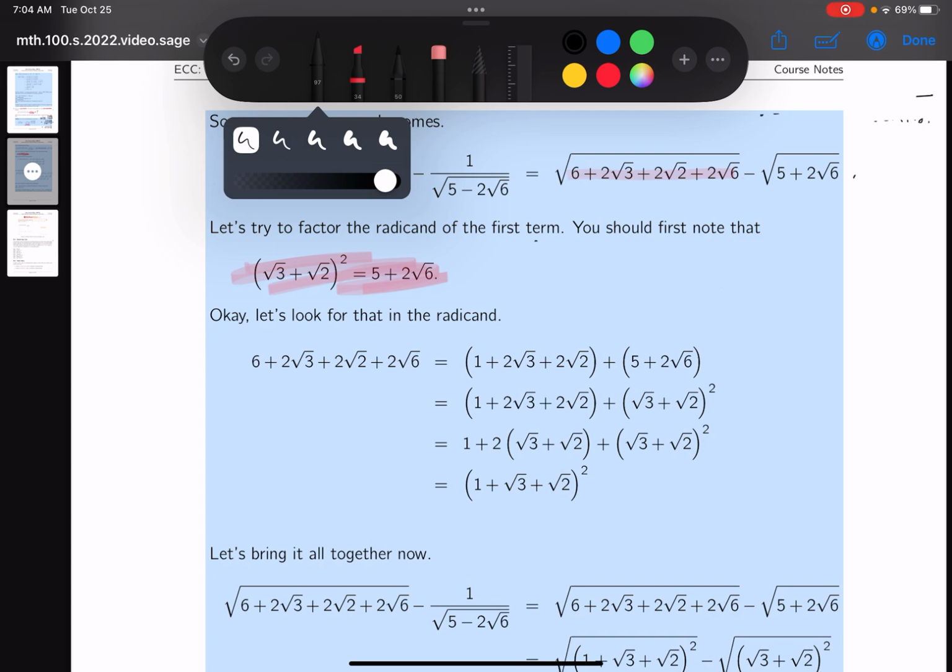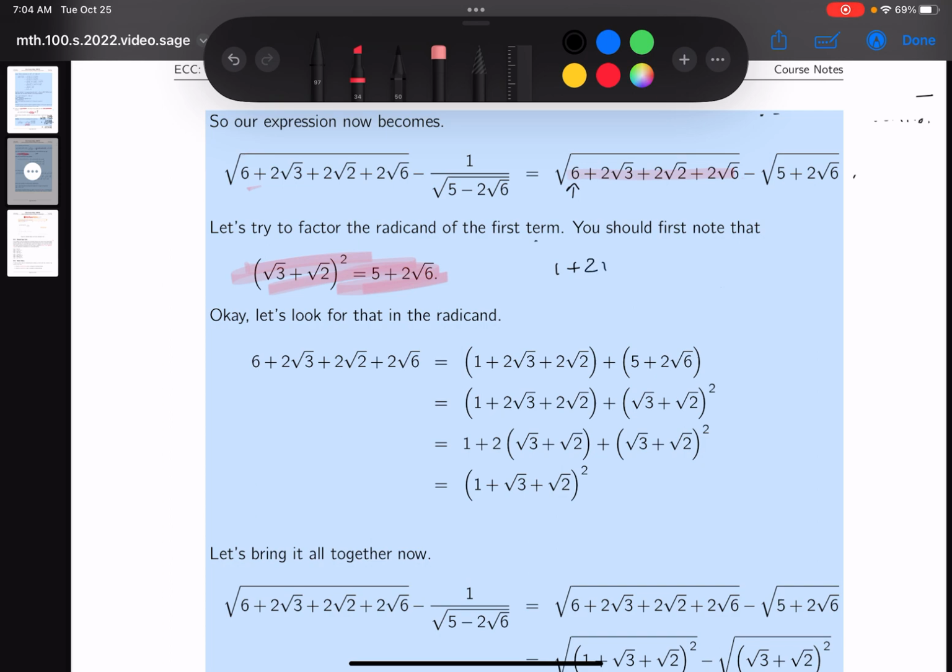So, I'm going to borrow from the 6. I'm going to write it as 1 plus 2 root 3 plus 2 root 2 plus, well, I definitely see the 2 root 6, but I got a 5 now, right? So 5 plus 2 root 6, all right? Let me just outline this for you.